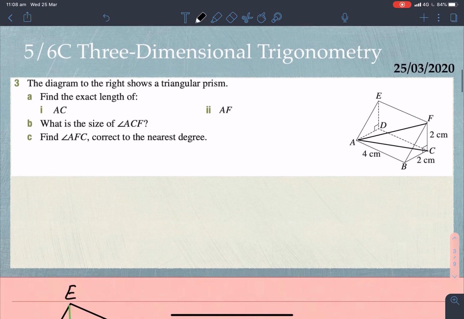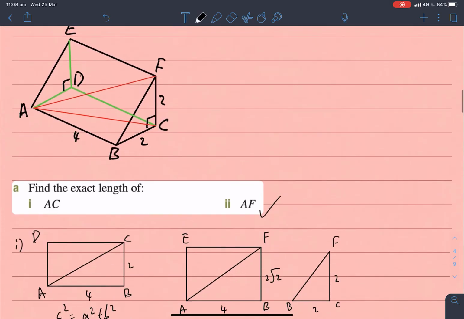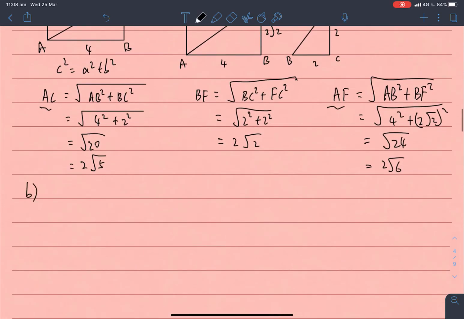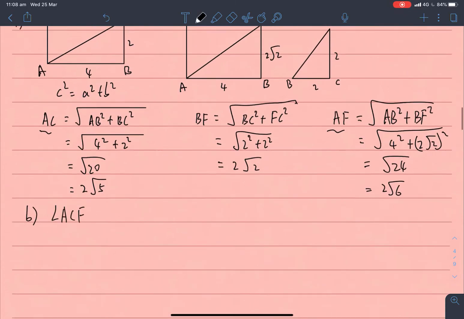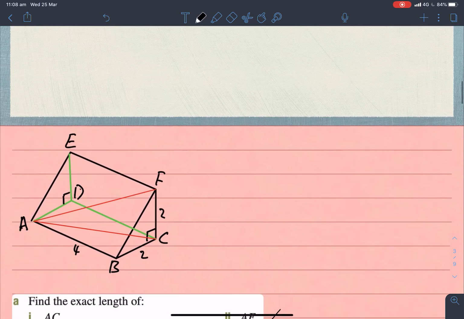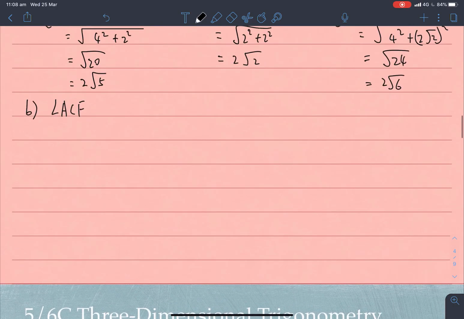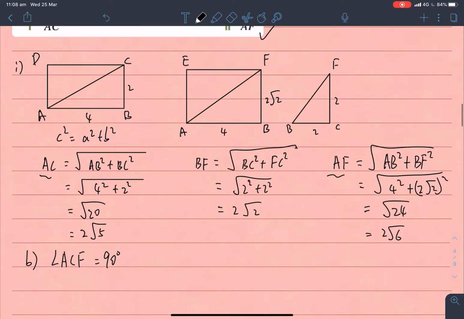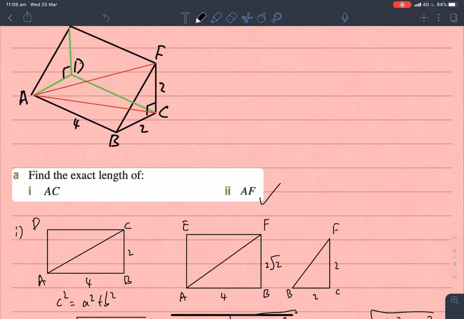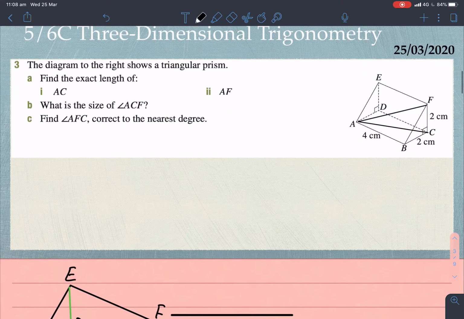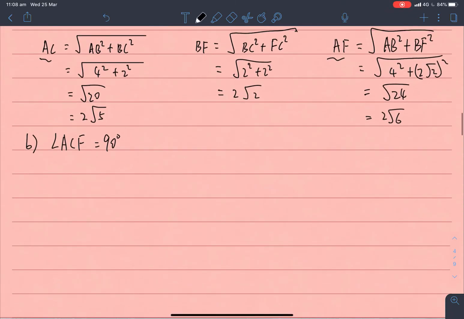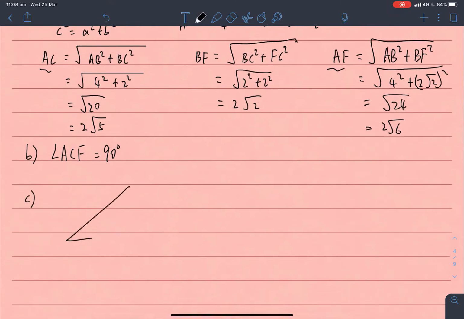Part B is what size is ACF. For B, we can tell that ACF is a right angle, 90 degrees. You can tell by the diagram because FC is perpendicular to AC as a plane. So that's easy. Now C, find AFC, correct to the nearest degree. It's in the same triangle, so we just draw a triangle first.